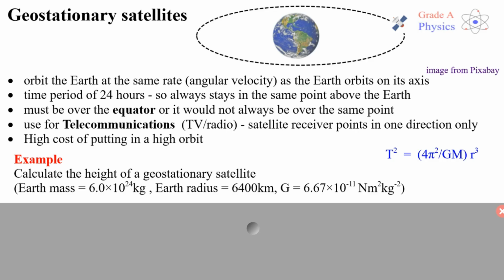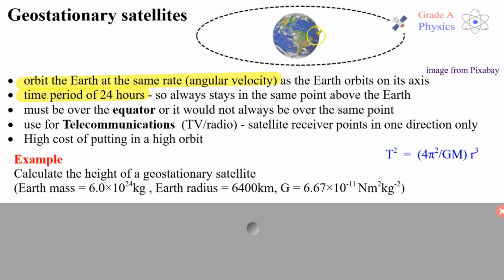Right, geostationary satellites. So most exam boards will expect you to be able to describe what these are and also use Kepler's third law to calculate the height, which we will do later. So let's look at what the definition is, and then we'll just talk about that. So they orbit the Earth at the same rate, by which we mean the angular velocity. So be careful, they don't have the same speed, but they have the same angular velocity. They have a time period of 24 hours.